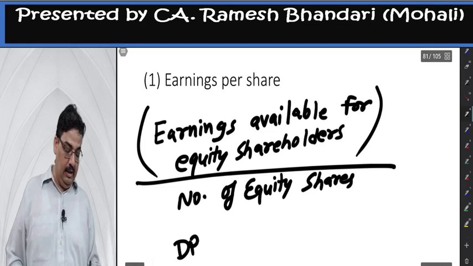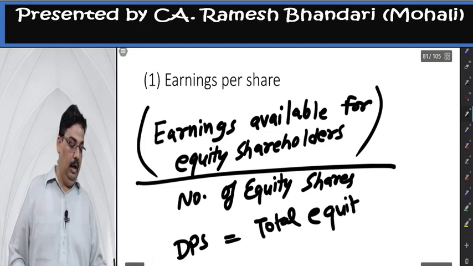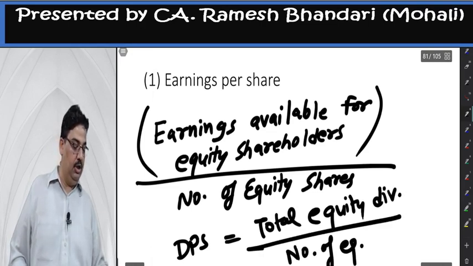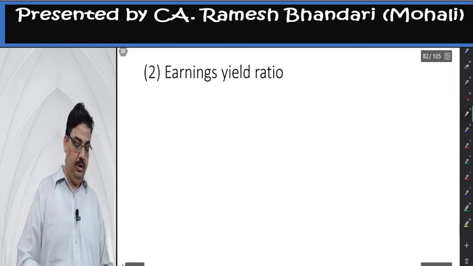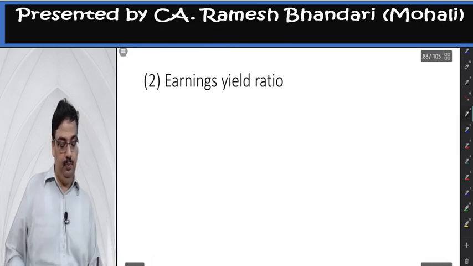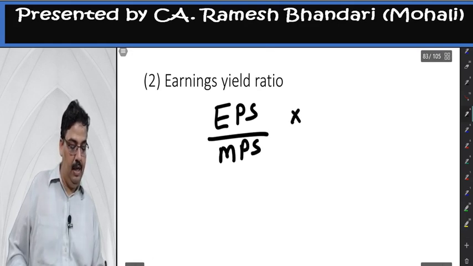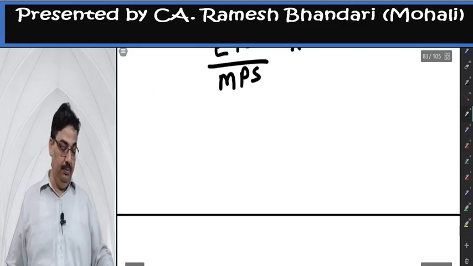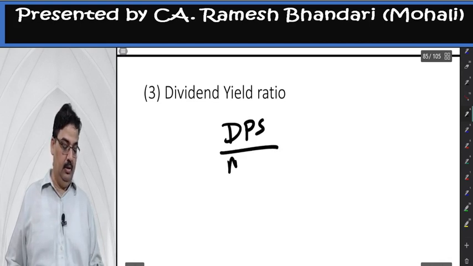Now, DPS you can easily compute. Dividend per share: total equity dividend divided by number of equity shares. Earnings yield ratio: EPS divided by MPS into 100. The relevance of this I will explain along with the next ratio. Dividend yield ratio: DPS divided by MPS into 100.